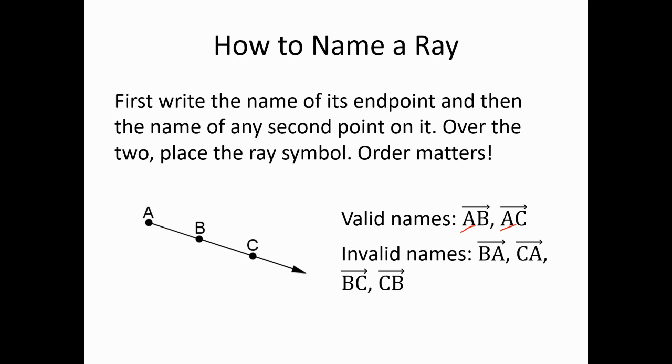So when I say that BA is an invalid name for the ray pictured in the diagram, I don't mean to say that the ray BA does not exist. It most certainly does exist. It's just a different ray. Okay, it's just a different ray than the ray AB, or if you like, AC.